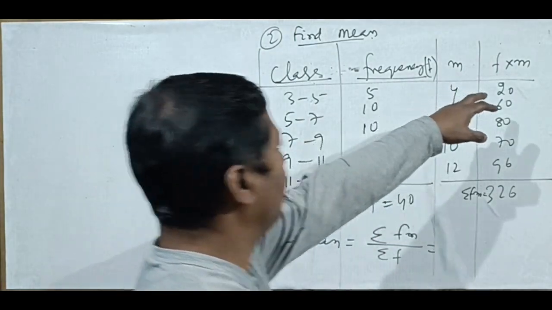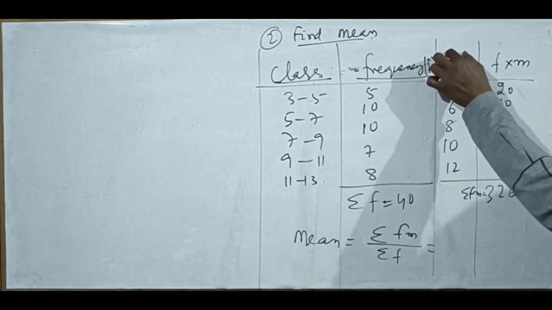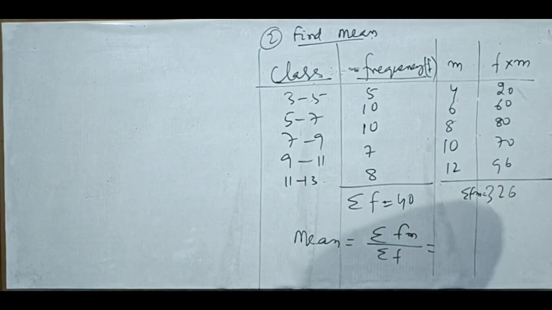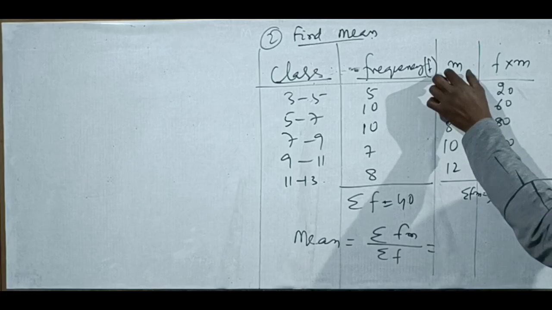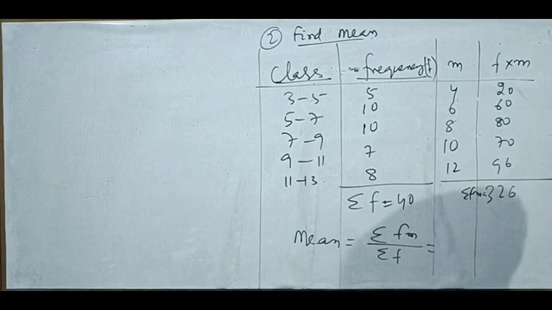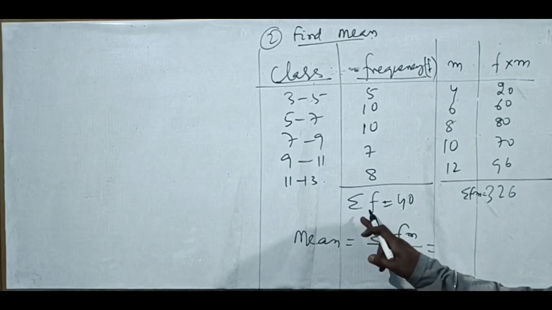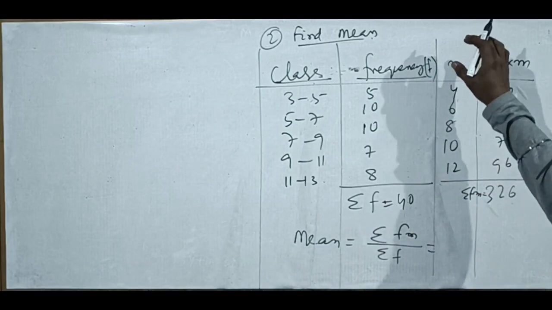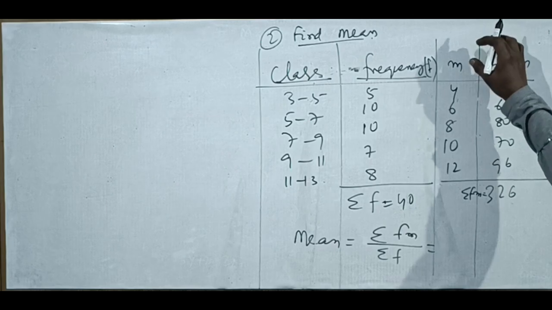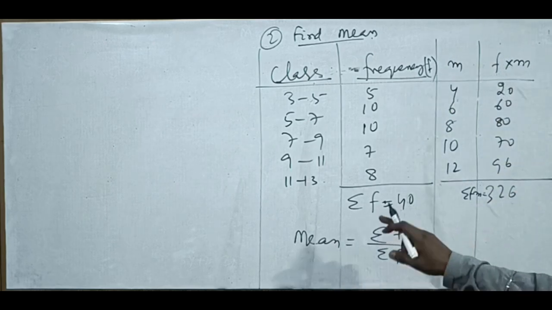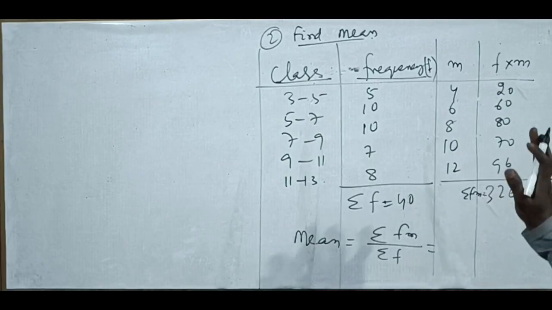Whatever you denoted here, suppose you have denoted this one as x. So f into x, this will be sigma fx by sigma f. If you denoted it as y, so f into y, so sigma fy by sigma f. This must not be changed. This will always be fixed, sigma f. And this will be changed as per the symbol you have given here. Whatever symbol you have given, according to it that term will be written with sigma f.